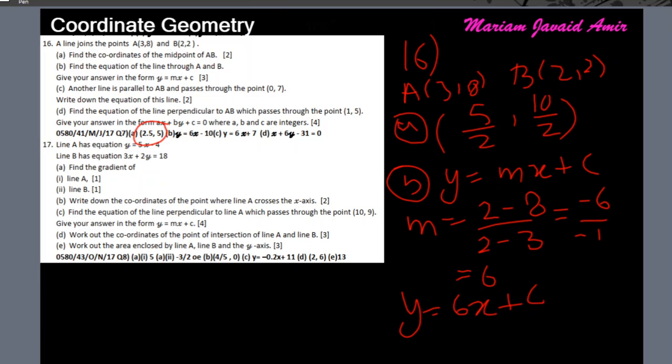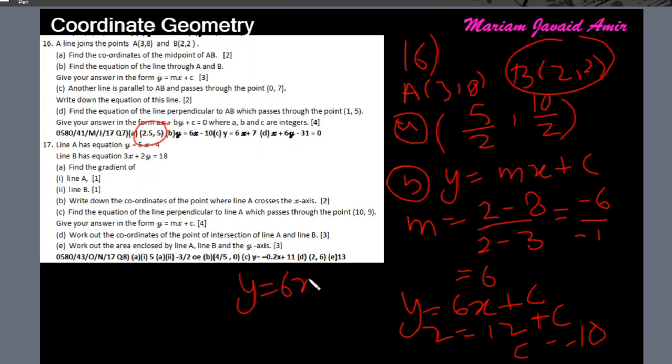Now I need to find c, so I'll either use (2, 2) or (3, 8). Let's use (2, 2). So 2 equals 12 plus c, c equals minus 10. So I get y equals 6x minus 10 as my final answer for part B.